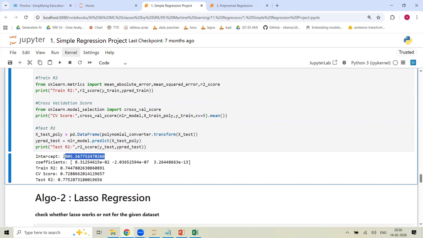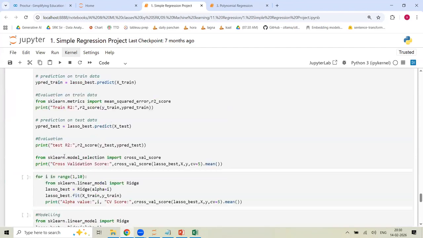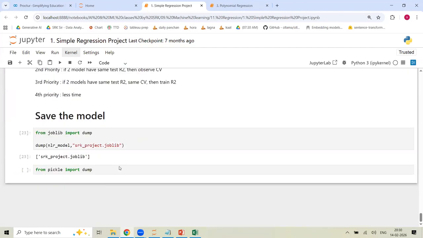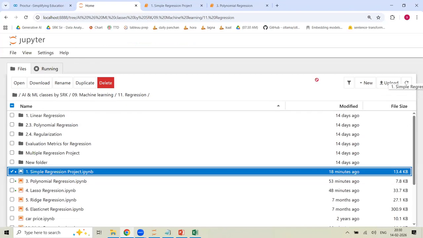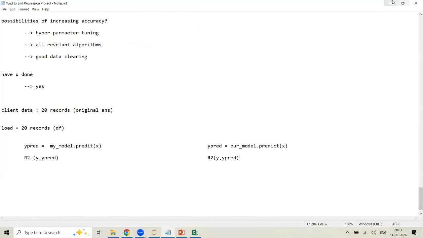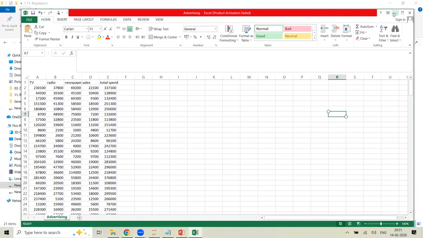Okay, sir. Saving was completed. Now, with this, our work was completed. Basically, our work was completed with this. Now, how is the deployment team going to use our model? Where have you saved this model? What is the name you have given? SRK project dot joblib.